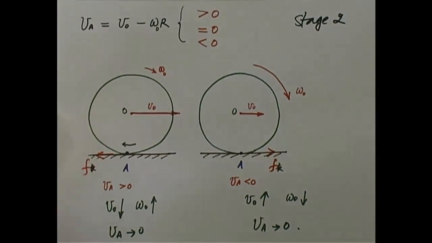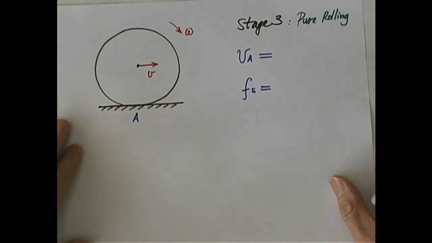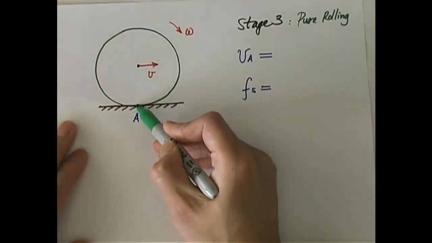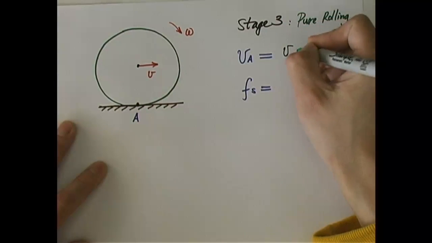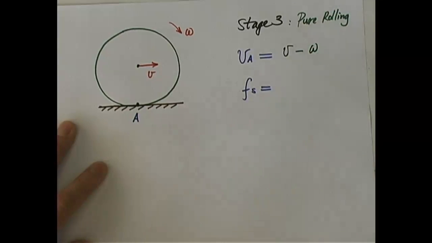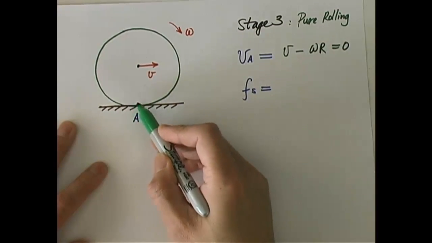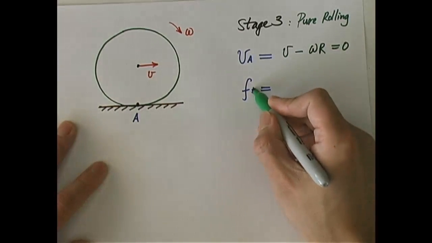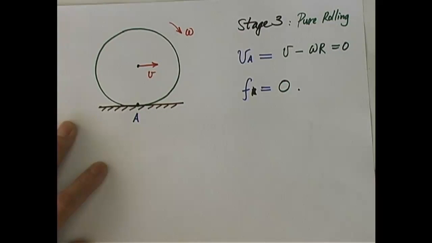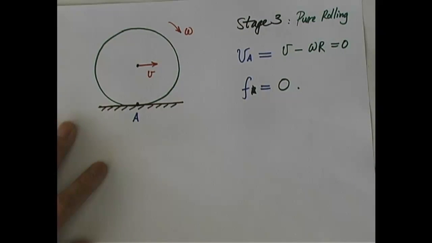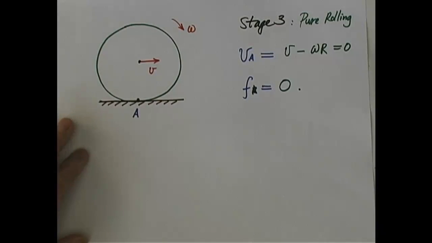What happens at the pure rolling? That's stage number 3. The speed here is 0. So VA, which is equal to this V minus the final omega times R, equals 0. Okay? There's no tendency for this point to either go forward or backward. Everything is rotating about this point. Friction, either Fk or Fs, doesn't matter, because this one doesn't move. It simply becomes 0. It keeps on rolling forever like this if you don't have air friction. This is stage number 3.